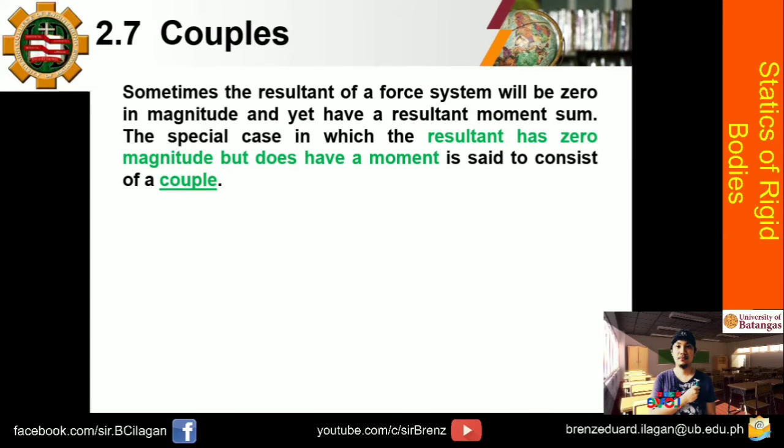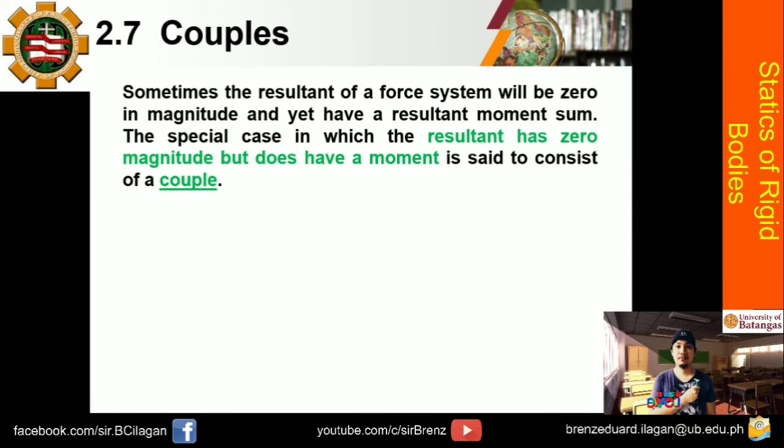Okay, so let's now discuss all about couples. So ano ba yung couples? So, hindi ibig sabihin may boyfriend, girlfriend ka, ikaw ay isang couple. Sometimes the resultant of a force system will be 0 in magnitude and yet have a resultant moment sum.